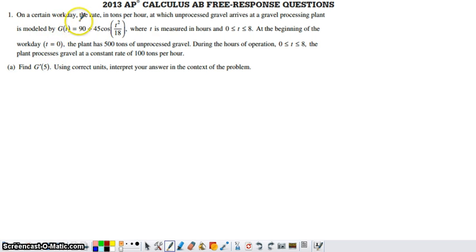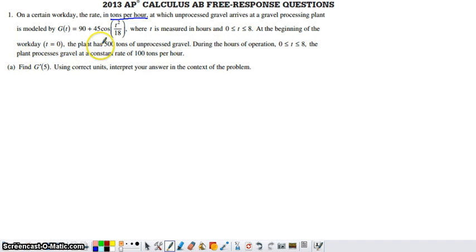The way that we're set up here is that on a certain workday, the rate in tons per hour that gravel arrives at a processing plant is going to be modeled by this function. Now that's measured in tons per hour, right? And t is being measured in hours, and that function holds from 0 to 8.